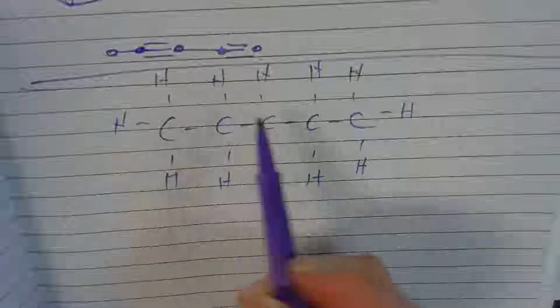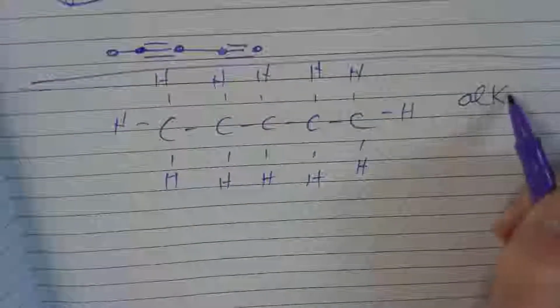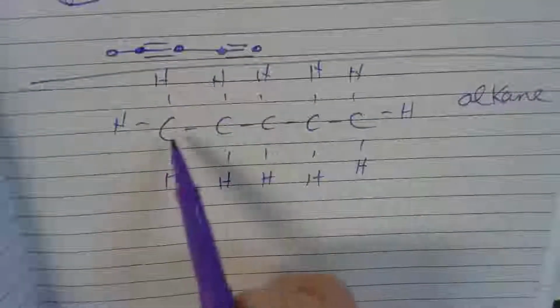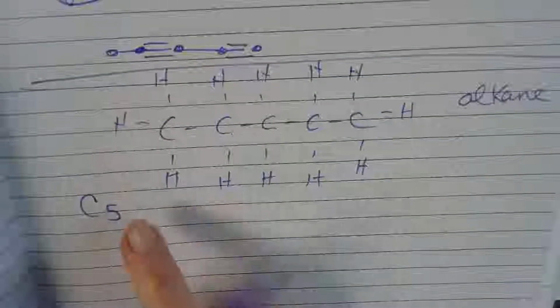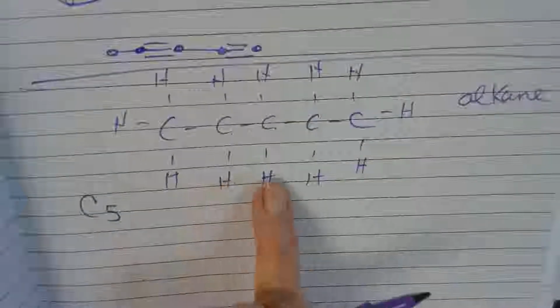Okay. This is an alkane. It has all single bonds. You've got 1, 2, 3, 4, 5 carbons. You've got 6, 8, 10, 12 hydrogens.